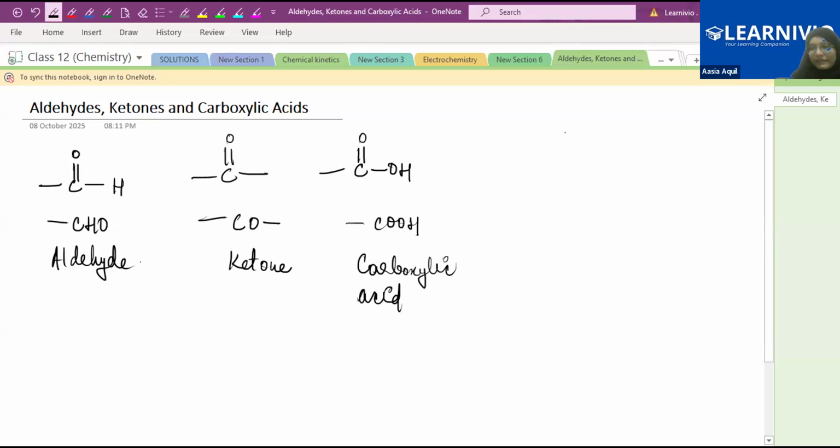Now, what about the ester? What is the formula for ester, Muniba? R C double bond O R. Yes. Okay, so this C double bond O R group is your ester group.